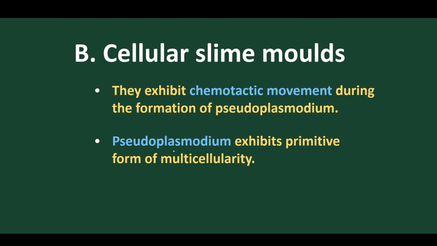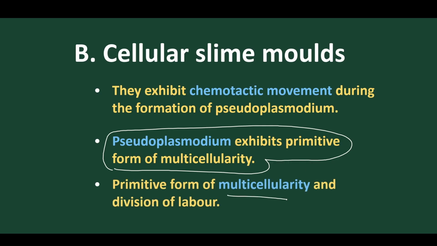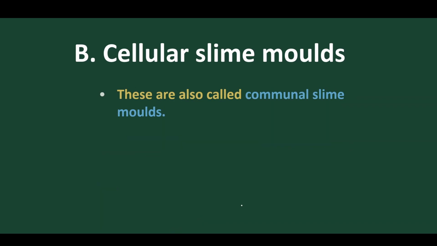Very important questions. Pseudoplasmodium exhibits a primitive form of multicellularity. It means the start of multicellularity, because we were discussing unicellular forms, but multicellular nature starts from this. So we can sometimes call them communal slime molds. The primitive multicellular structure, where the tissue system starts, is called division of labor. So it is the initial stage.